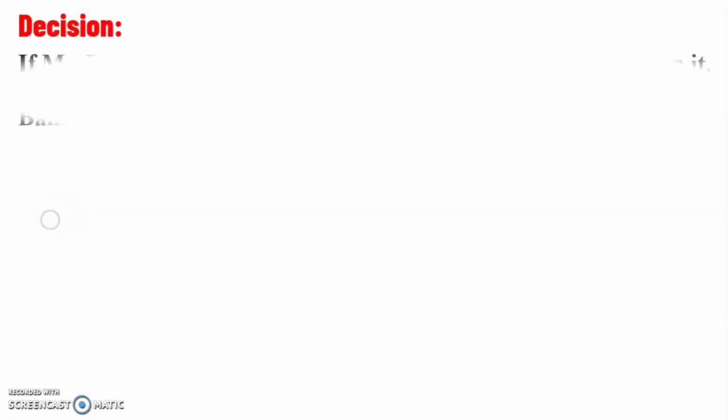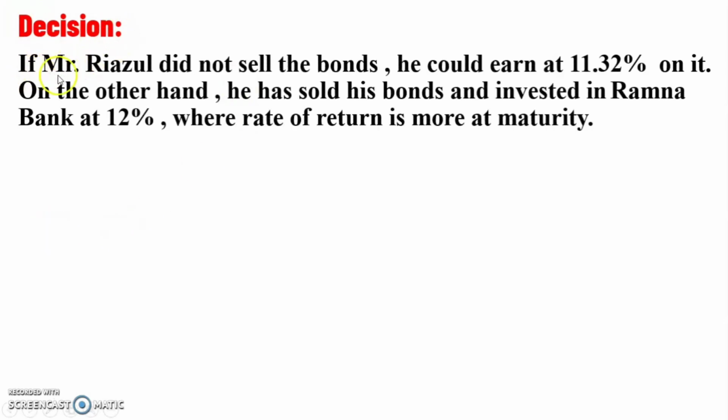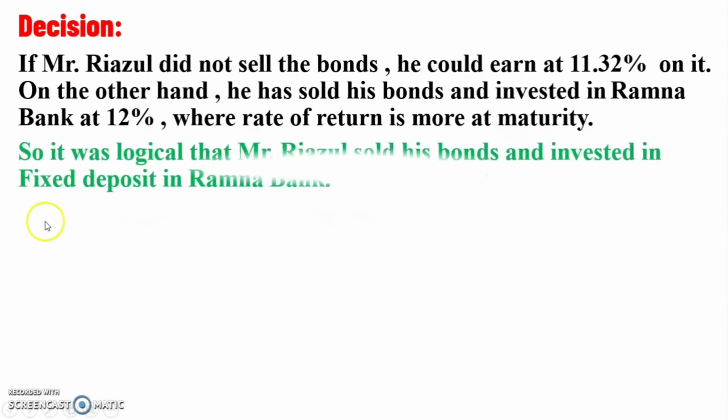Now we will describe the decisions of Mr. Riazul. Decision: if Mr. Riazul did not sell the bonds, he could earn 11.32% on it. On the other hand, he has sold his bonds and invested in Ramna Bank at 12%, where the rate of return is more than the return at maturity of the bond. So it was logical that Mr. Riazul sold his bonds and invested in a fixed deposit in Ramna Bank, because the return of Ramna Bank is higher than the return of the bond.